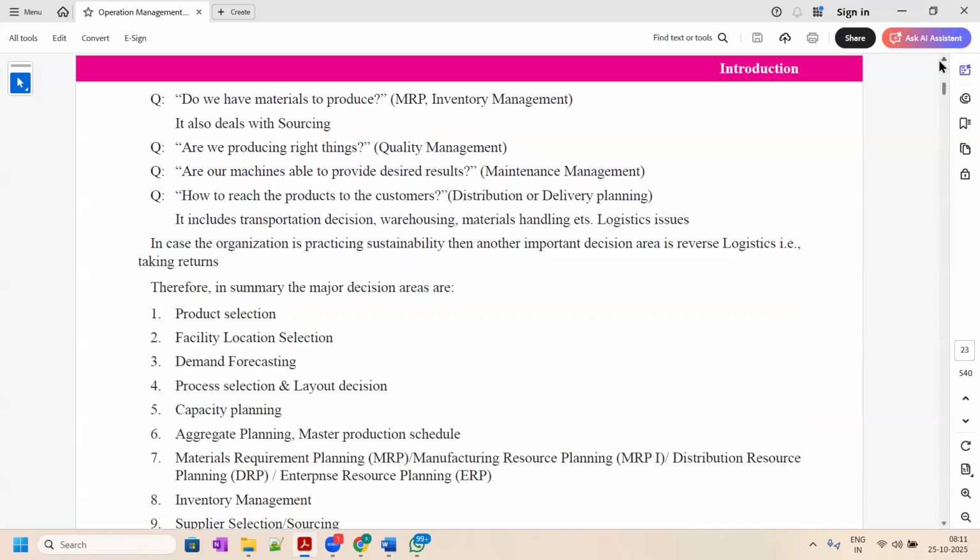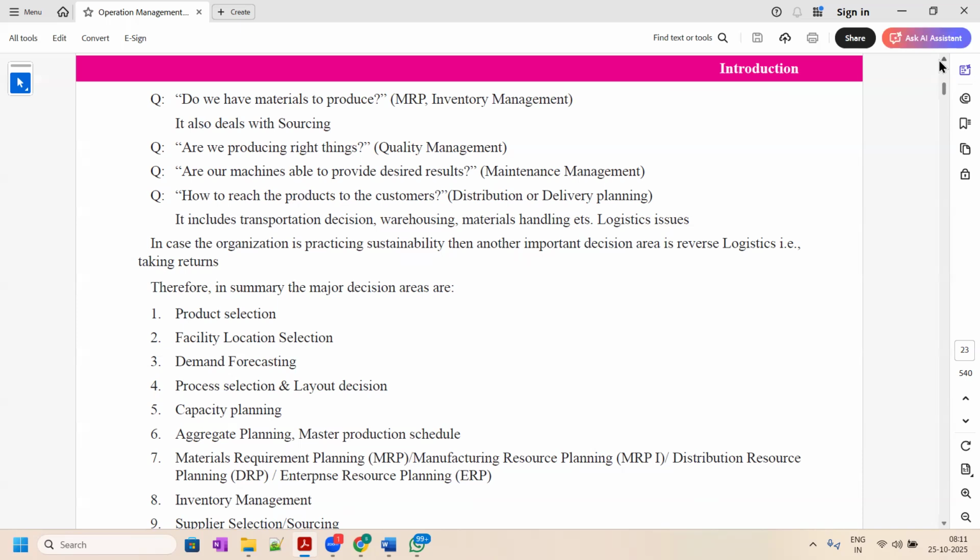Once we have discussed what to produce, how much, where, how, and when to produce, certain basic questions can come to our mind, talking about inventory management, quality management, maintenance management, and distribution or delivery, where questions like: do we have the materials to produce? You have your idea in your mind, you know what to produce, and you know that it has demand also, everything is fine, but to produce that you need raw material.